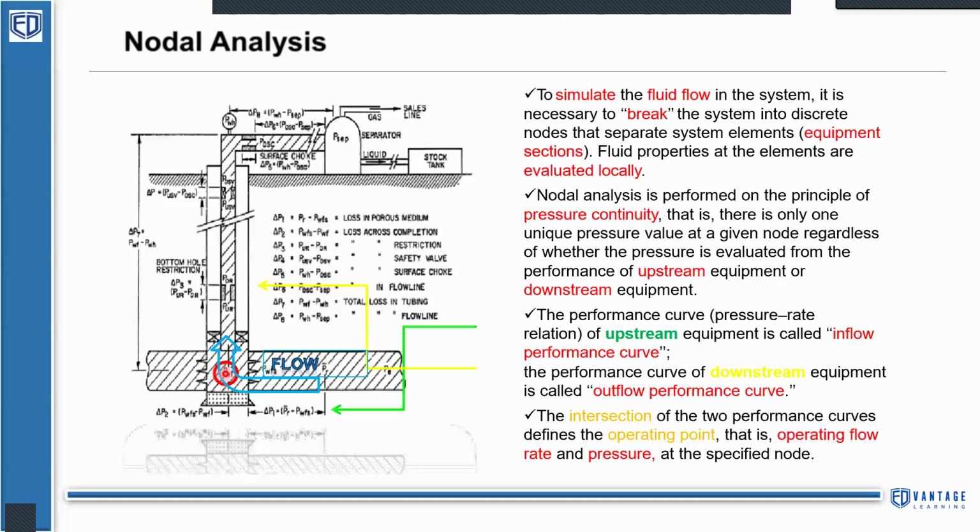So if I talk about the bottom hole node, upstream equipment is the reservoir and the downstream equipment is the tubing. The performance curve, which is the pressure-rate relationship of upstream equipment, is called inflow performance, IPR, and the downstream one should be OPR or TPR or VLP. At the bottom hole node, the intersection of the two performance curves defines the operating point, that is, the operating flow rate and pressure at the specified node.